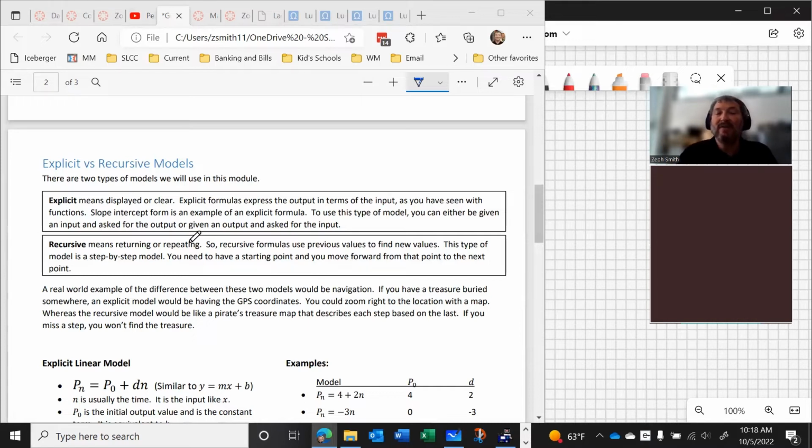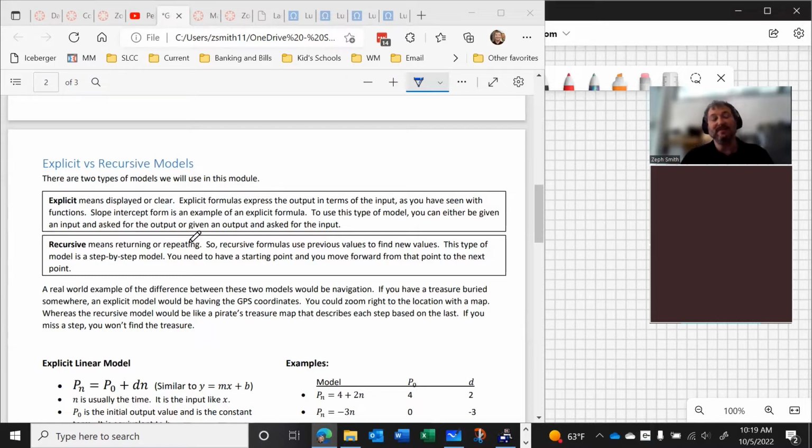On the other hand, a recursive model would be like a pirate's treasure map. It says start here, turn towards the highest palm to your left, hopefully the palm tree's still there, and then walk 50 paces, okay? Then turn to the right until the mountain's right on your left shoulder, and then walk 20, et cetera, et cetera. That type of one step at a time is a recursive model.